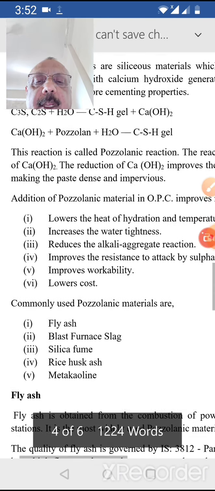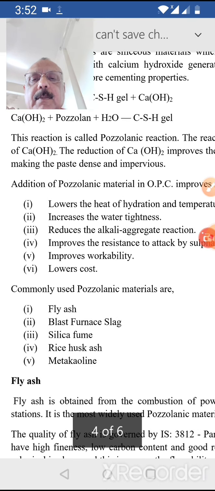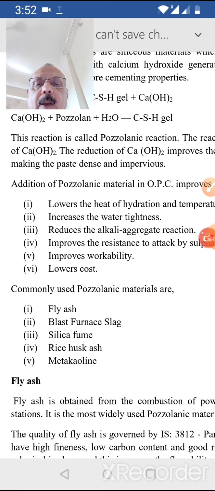Most commonly used pozzolanic materials are fly ash, ground granulated blast furnace slag, or GGBFS, silica fume, or it is also called microsilica, rice husk ash, and metakaolin.